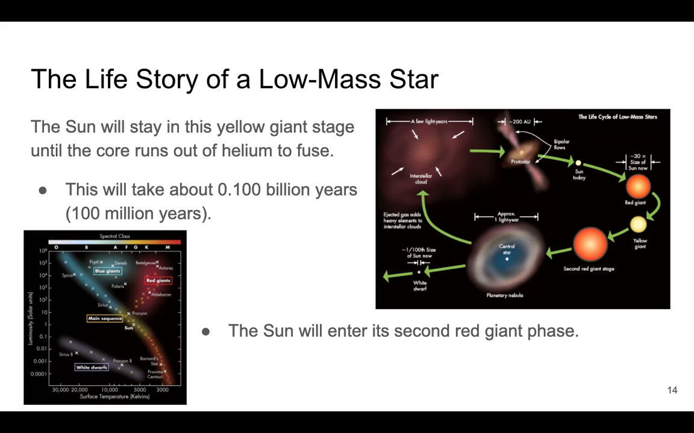It's going to stay in this yellow giant stage until it runs out of helium to fuse. This doesn't take as long as the last stage. The last stage took 1 billion years. This only takes 1/10 of 1 billion years, so only 100 million years. And once it runs out of that, it becomes a red giant again. So now we're at this stage.